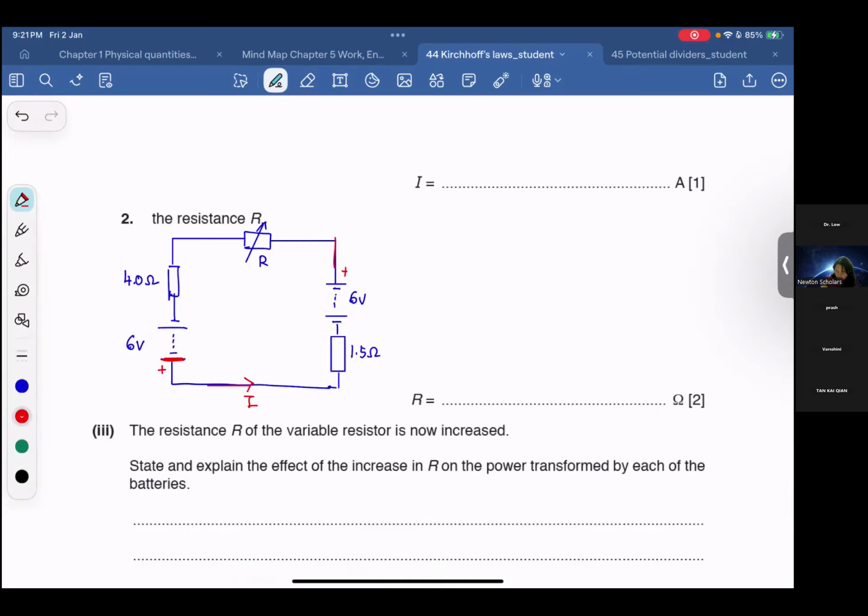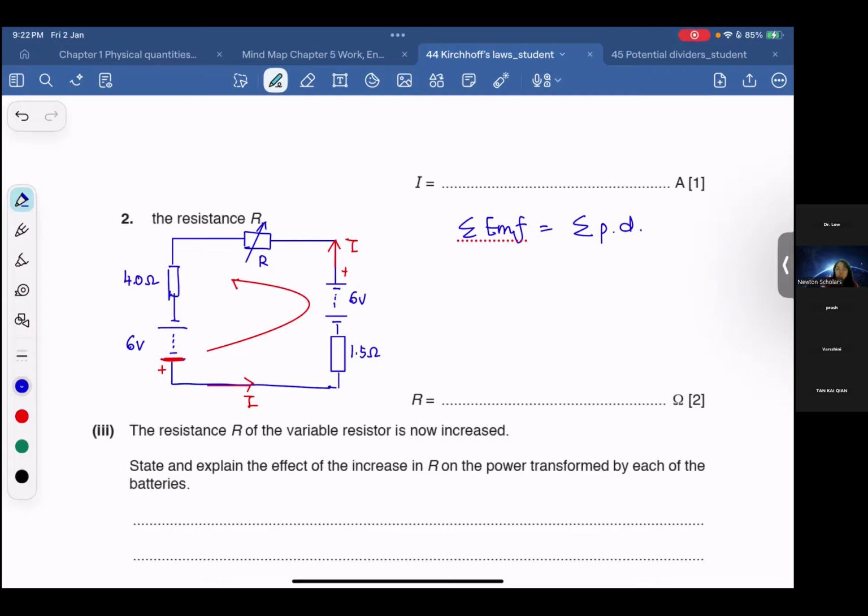So this one is positive also, current flows out. Can you see that the whole circuit, the current is flowing in this direction? They flow in the same direction. So your total EMF is actually the total potential difference, because this is a closed circuit, so it must be used up by the resistor, okay?